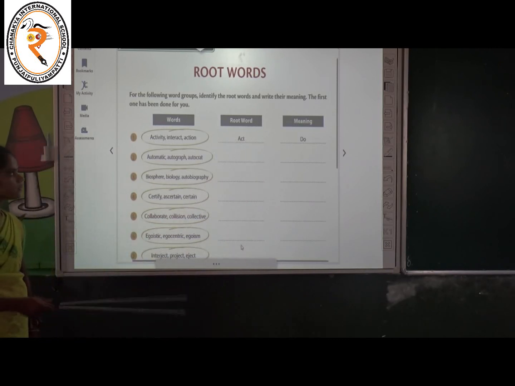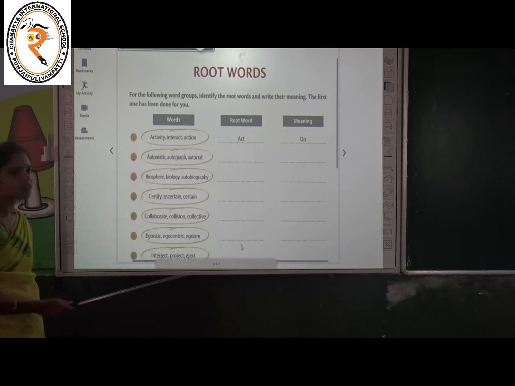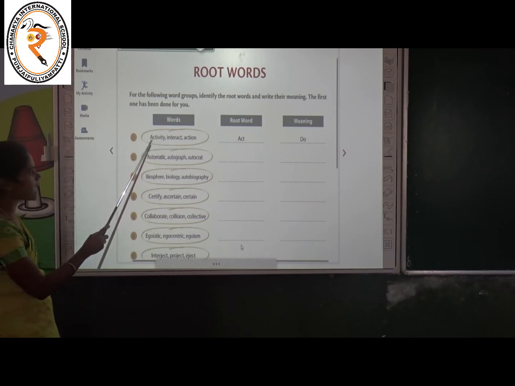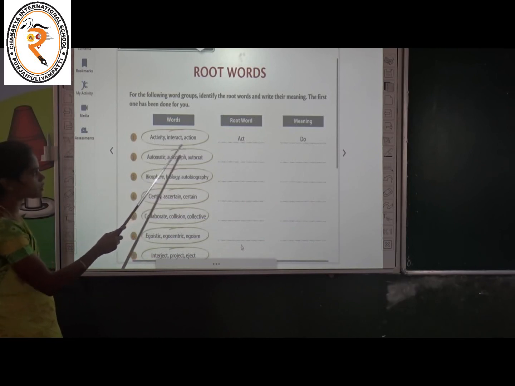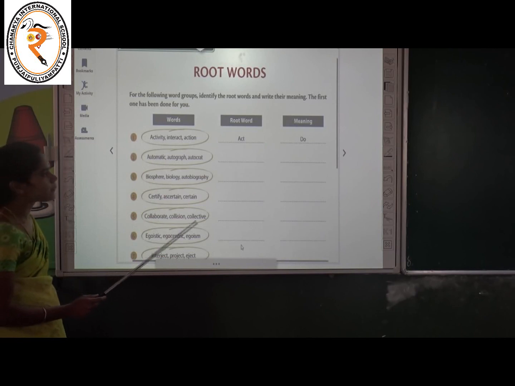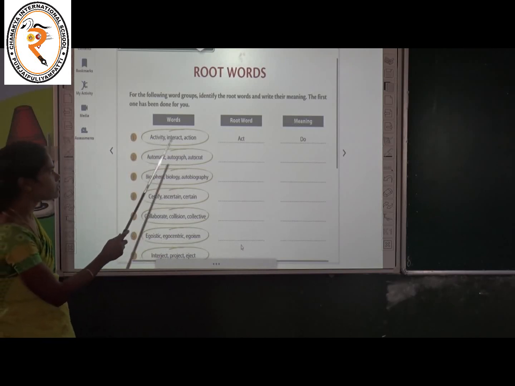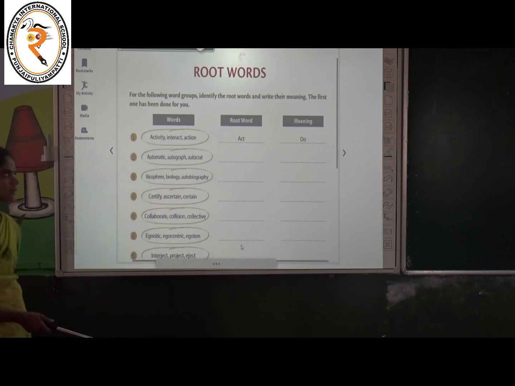Okay. See the first one, activity, interact, action. Look at the words activity, interact, action. So what is the root verb? It is act. And what is the meaning for act? Doing something is called activity, interact or action.